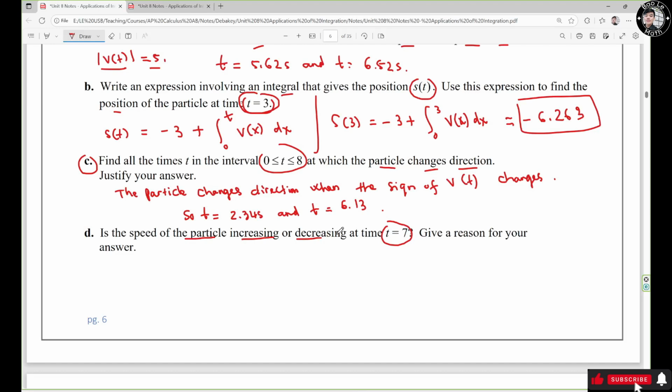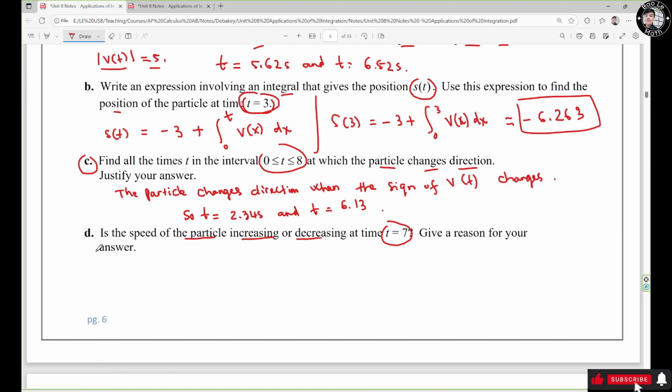Remember, you learned from unit 4: if velocity and acceleration have the same sign, the speed is increasing. If the velocity and acceleration have opposite signs, then the speed is decreasing. Alright, so keep that in mind.